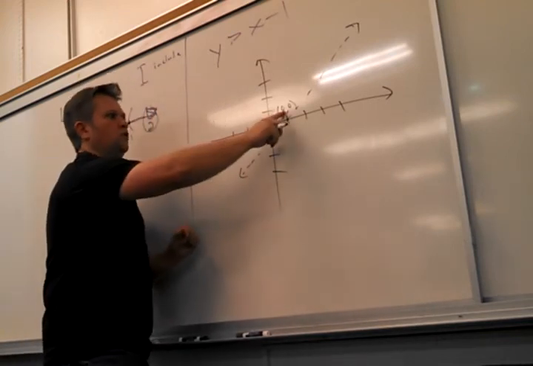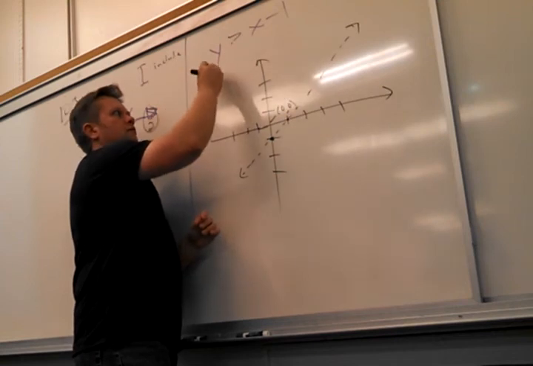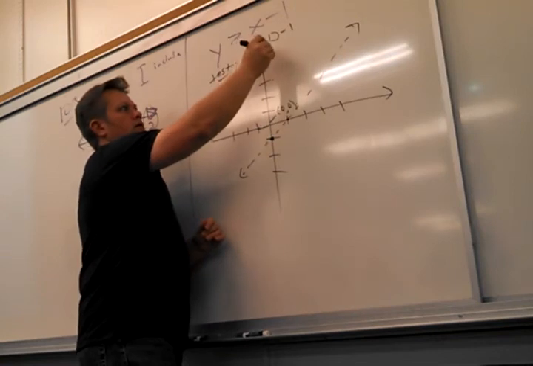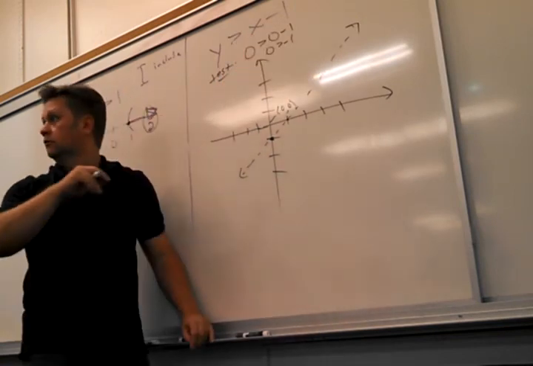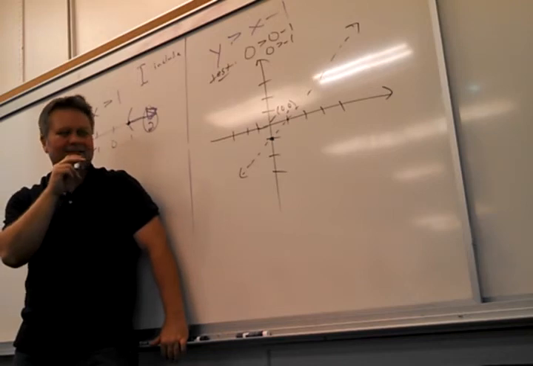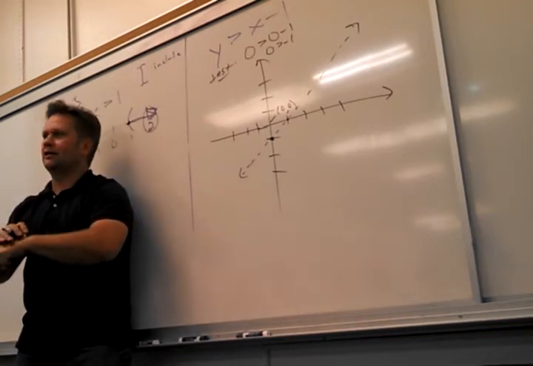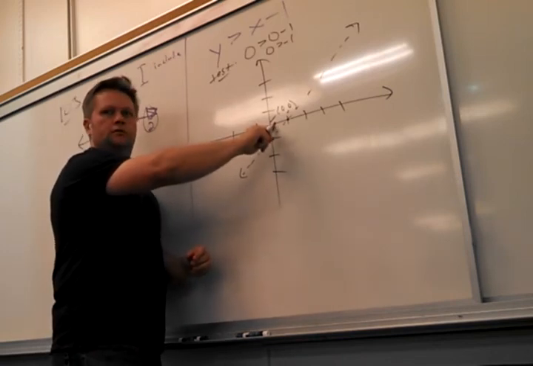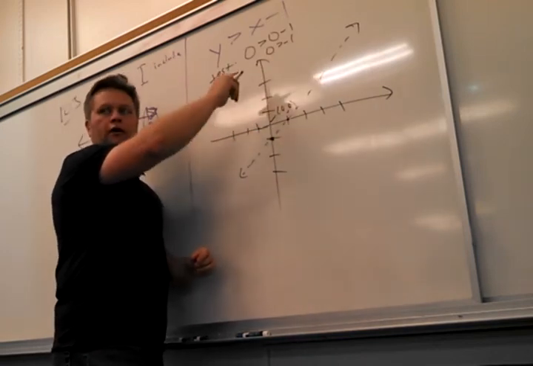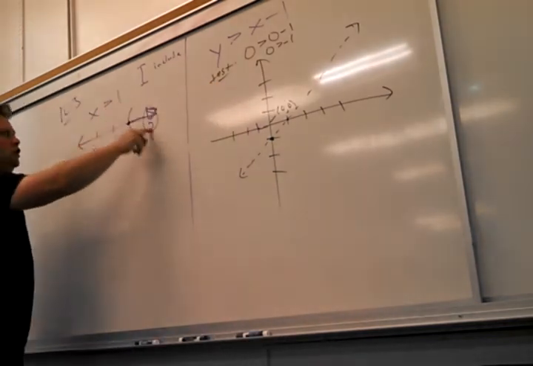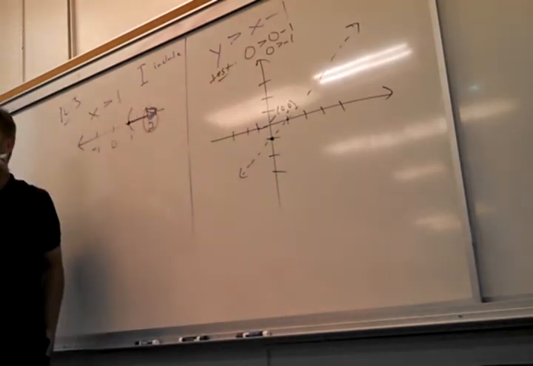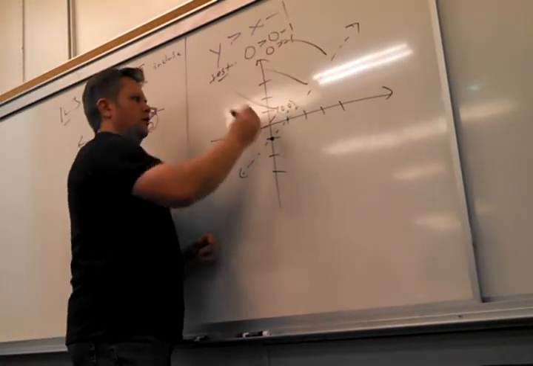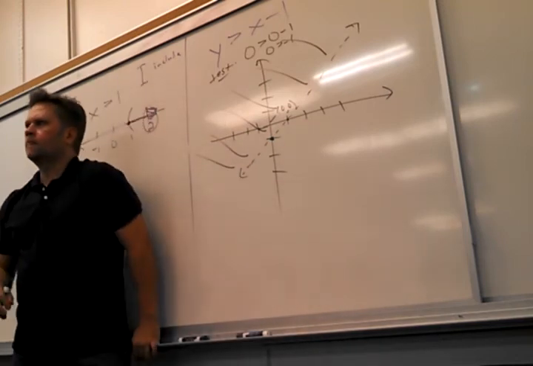So you can always do the test point. If you throw a 0, 0 in here, what happens? 0, 0. Is 0 greater than 0 minus 1? Is 0 bigger than negative 1? Yes, it is. So that point worked, which means every point over here would work. Same way, since 2 is bigger than 1, every single thing on this side is bigger than 1, because that's the dividing line. Here's the dividing line. That worked. Everything over here works.